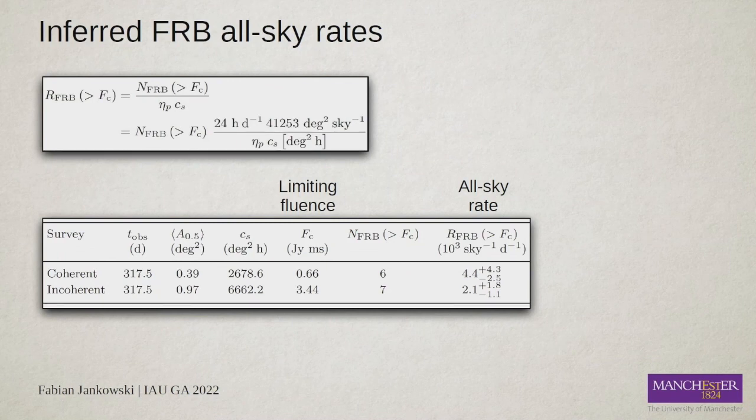Based on the FRB yield that we have so far and the survey coverage, we can compute the inferred FRB all-sky rates, and these are approximately 2,100 and 4,400 FRBs per sky per day for the coherent and the incoherent survey above a limiting fluence of 0.7 and 3.4 Jansky milliseconds. So these are quite high.